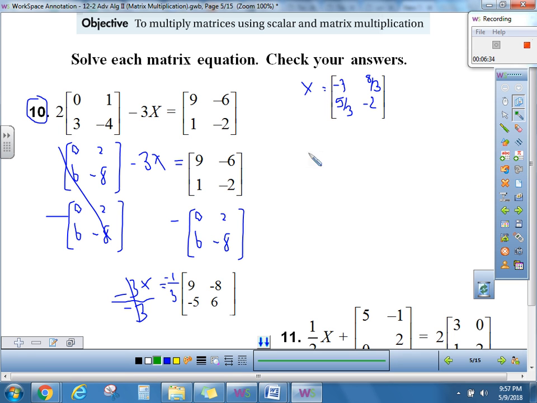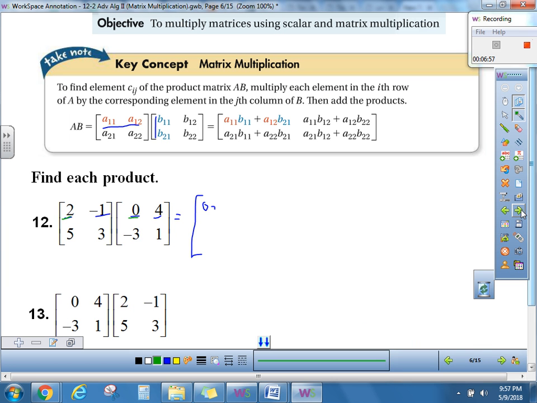So now we've actually solved for what that matrix X is, and we can check our answers by just plugging in this matrix for X and seeing if 2 times this matrix minus 3 times the one we just found is equal to 9, negative 6, 1, negative 2, that matrix. I'm not actually going to take the time to check it, but you can do that on your homework.